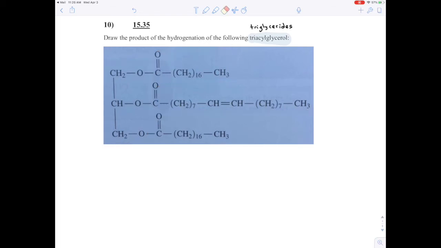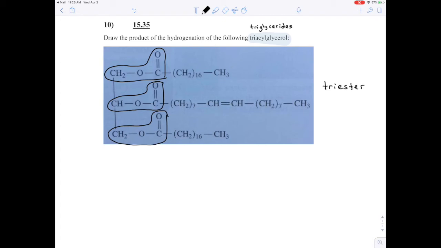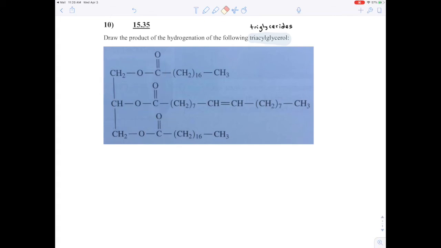Oh man, look at this. Ester, carbon double bonded to oxygen, single bonded to an ether. There's one ester, carbon double bonded to oxygen, single bonded to an ether. There's two esters. There's three esters. This is a triester. So triglycerols are triesters formed from fatty acids and glycerol. Okay, so much for that $10 word.